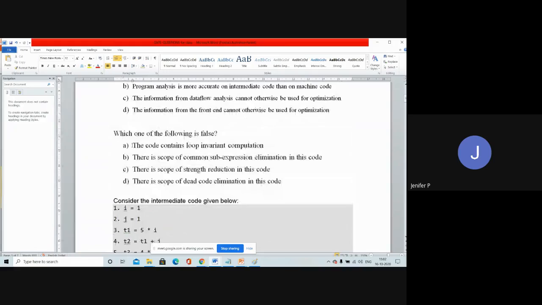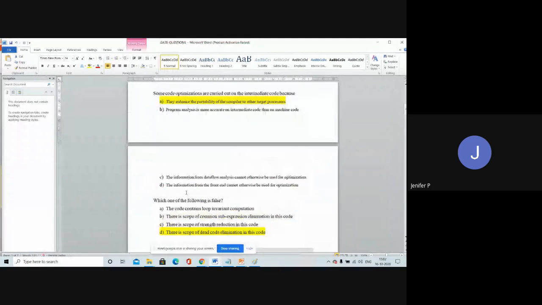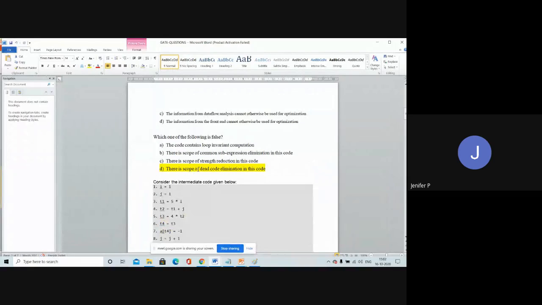The first one, the code contains loop invariant computation. The loop invariant computation represents invariant variables, that is, loop invariant variables, like i equal to j equal to, which we use in loops. And the next one is there is scope of common sub-expression elimination in this code. There is scope of strength reduction in this code. There is scope of dead code elimination in this code. So in this, your answer will be the scope of dead code elimination.